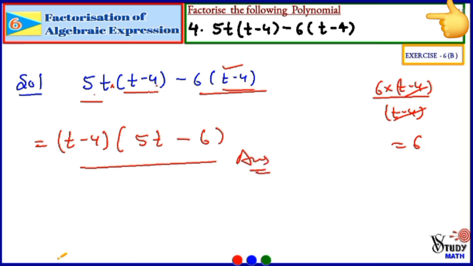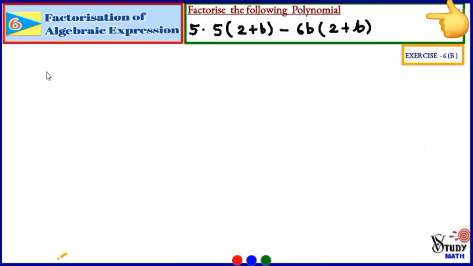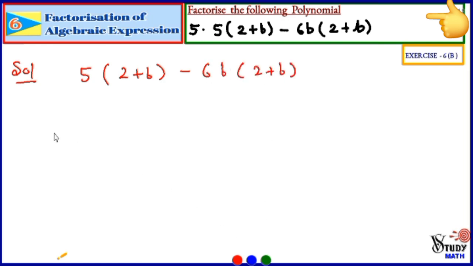Now move to problem number 5. Problem number 5 is given here again. 5(2 + b) - 6b(2 + b). So again we are going to apply the direct approach. 2 + b, this is the binomial, and this binomial is common in both the terms.